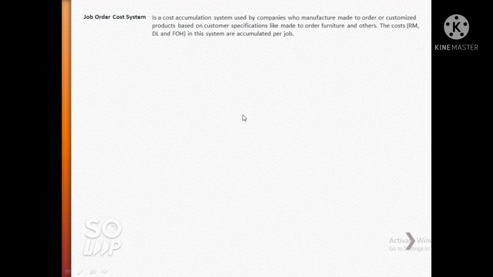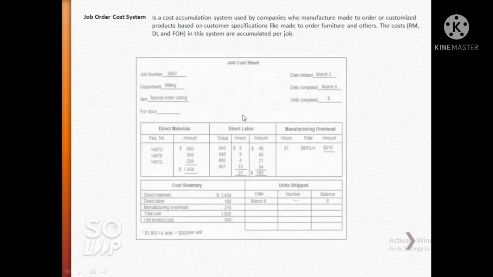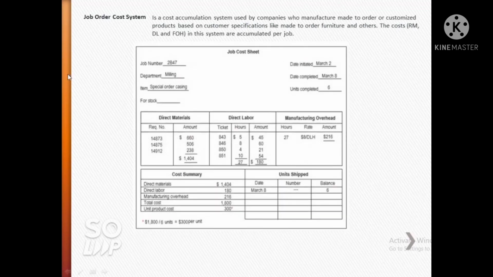Let us say, for example, your company has 2 departments, 1 and 2. Each of those departments will make a job cost sheet per job and list all the direct material cost, direct labor cost, and applied factory overhead incurred by a particular job. So we have an example here of a job cost sheet. We have the milling department, and it is working on job number 2B47. In here, the department listed the direct materials, the direct labor, and factory overhead used by job 2B47. There is also a cost summary, as well as the date it started the work and the date it was completed.